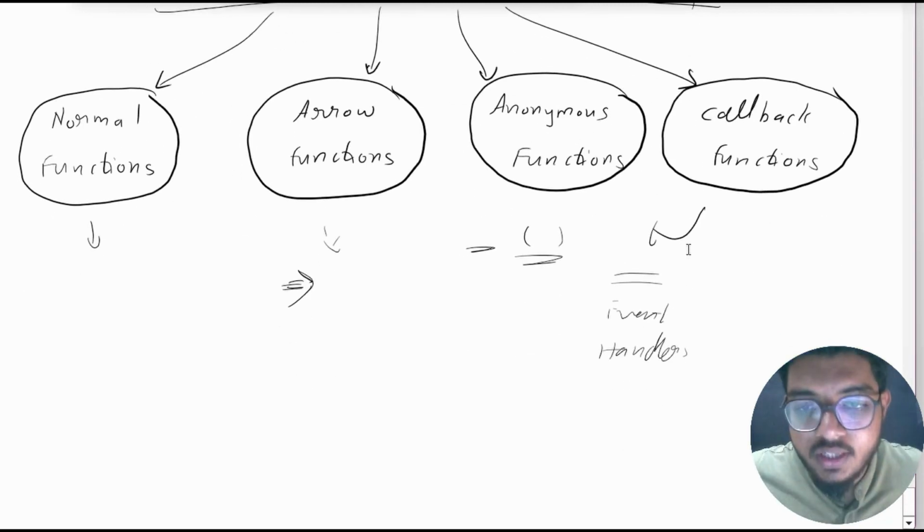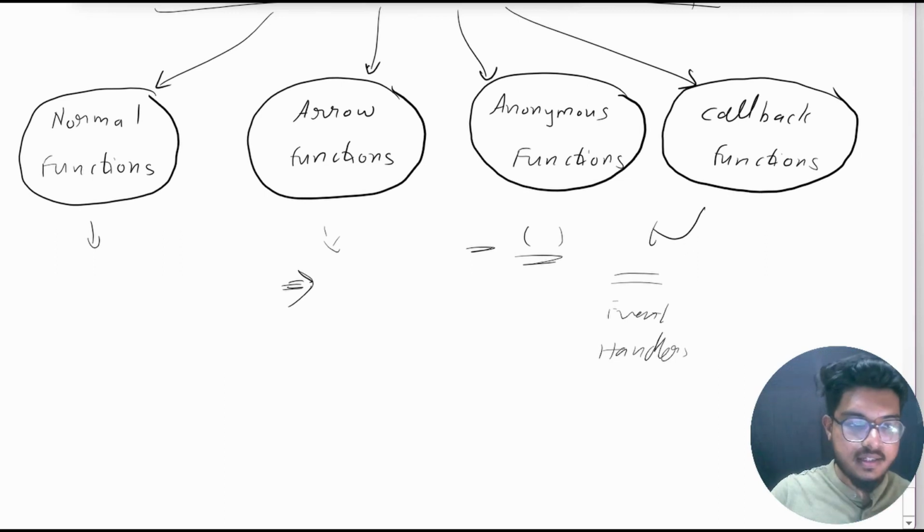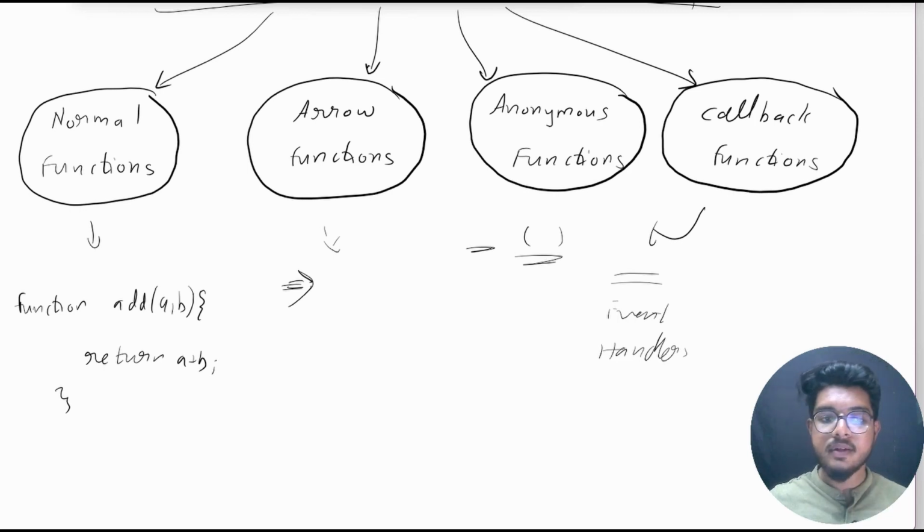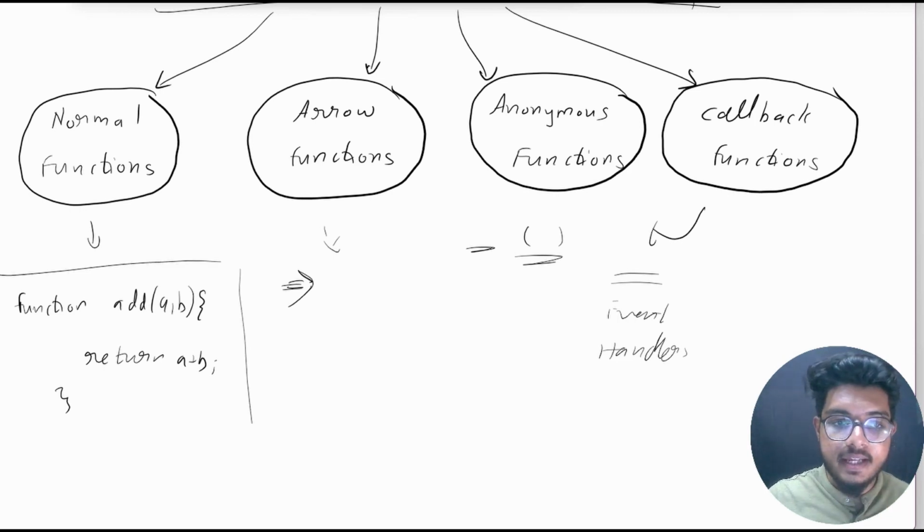Normal functions. What are normal functions? Normal functions are nothing but, just now we have discussed, right? What is a normal function? function add of a comma b return a plus b. This is a normal function. Clear everyone? Done. Then next, arrow functions.